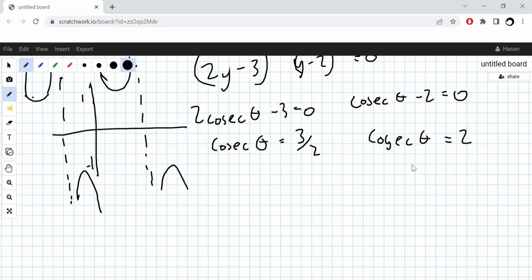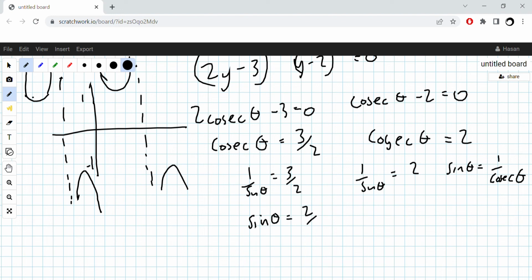Now we can use our knowledge of sine theta equals 1 over cosec theta. So 1 over sine theta equals 3 over 2, and 1 over sine theta equals 2, which is the same as sine theta equals 2 over 3, and sine theta equals half.